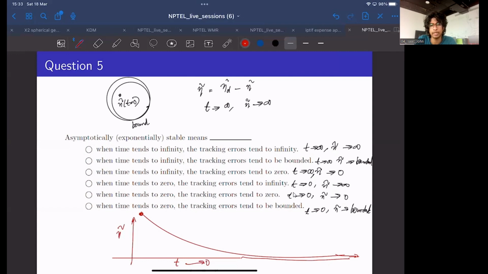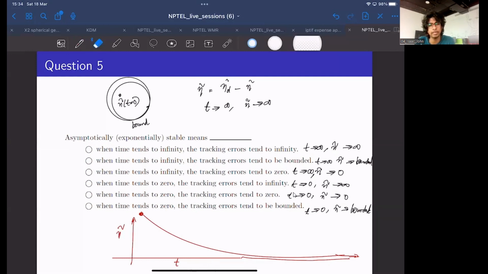Whereas in case of bounded errors, unbounded errors, and all these things, it won't tend to zero, but it will stay within a bound. Actually, there will be a minimal bound and a maximal bound. It will stay within a bound. But in case of asymptotic stability, irrespective of where we begin, irrespective of the initial condition, as time tends to infinity, the errors will tend to zero.